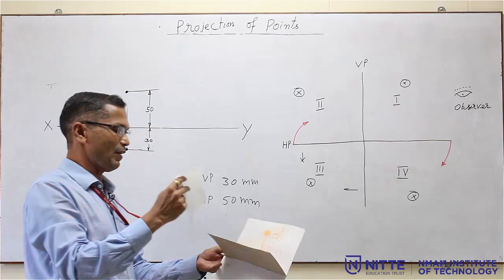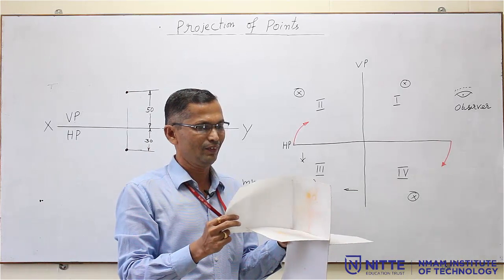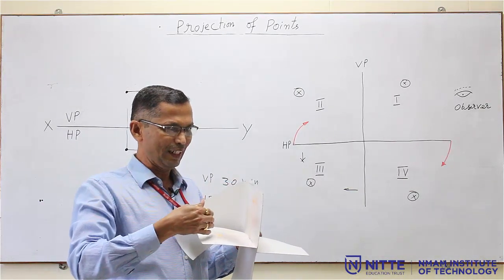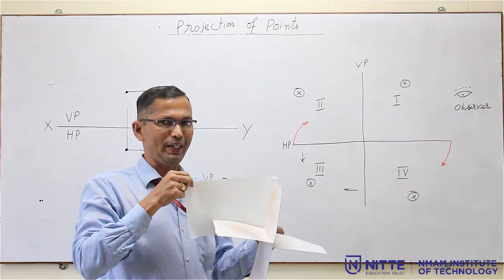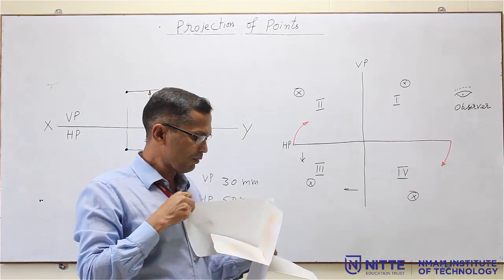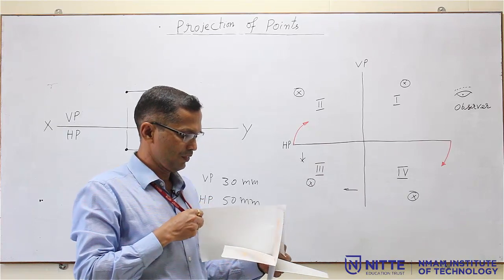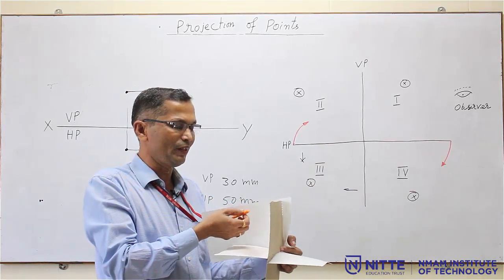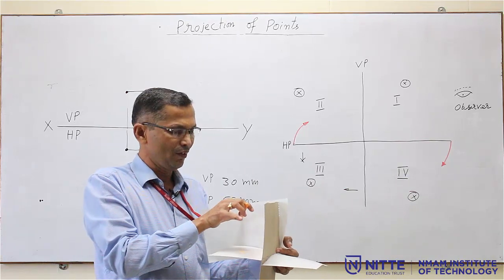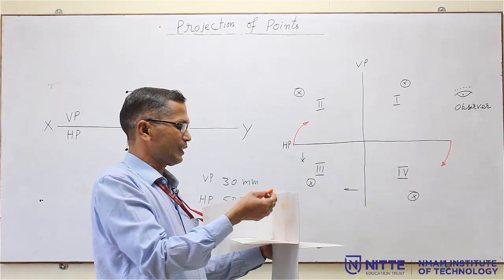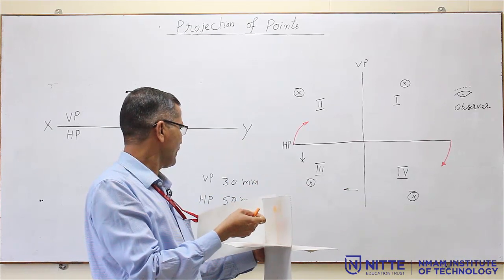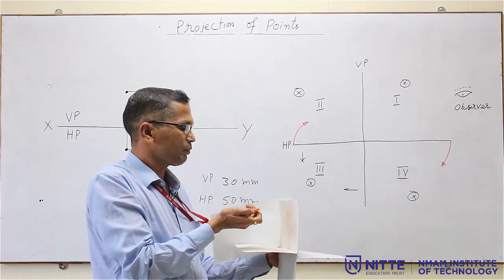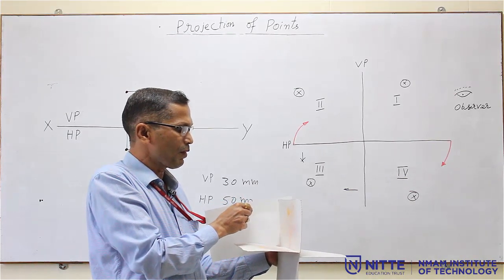Now, there is a profile plane like this. This is the profile plane. So, VP, HP and profile plane. Now, in this profile plane, the distance from the profile plane also will be given in the problem. If it is not given, you can take it conveniently. For example, in this particular example, the point A is 50 mm above HP, 30 mm in front of VP and 100 mm from profile plane.